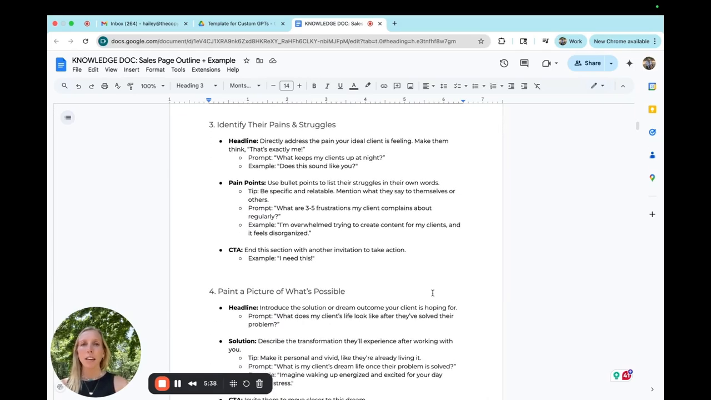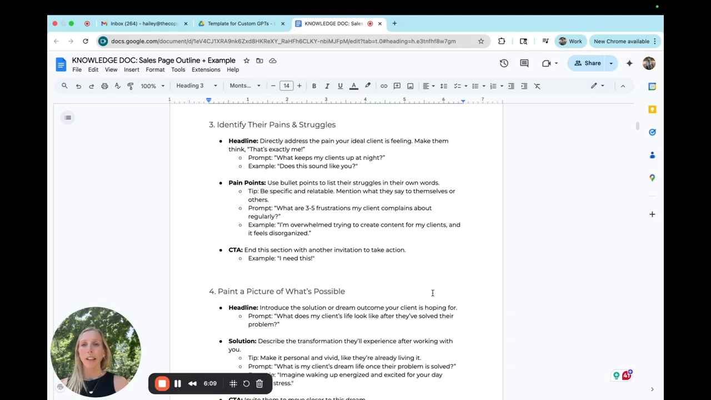We're identifying the pains and the struggles. And we want to directly address the pain your ideal client is feeling and make them think, this is exactly me. So I always like to start with a headline that, again, my headlines, I try to keep them in almost story format. So if you were going through the sales page just reading the headlines only, it would make sense to you on what I am selling. So the headline just directly leads into the pains.